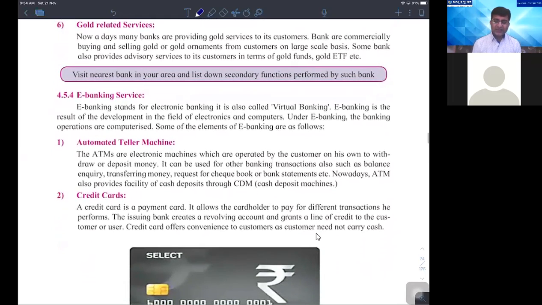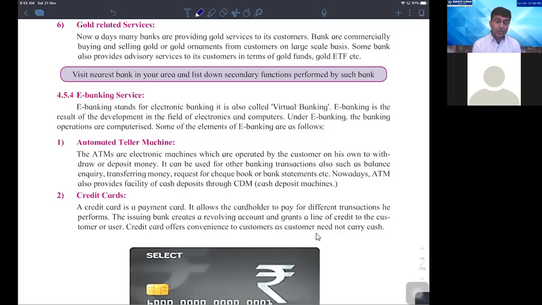Then gold related services. आजकल gold funds, gold ETFs ये बहुत सारे प्रचलित हो चुके हैं. Against that, they will not only be selling those to you, they can also provide the advisory against that. बहुत ही कम banks ऐसा करती हैं, again because the consultants are available. बंदा बैंक तक के जाता ही नहीं है ऐसी चीजों के लिए. Nowadays, many banks are providing gold services to its customers. Banks are commercially buying and selling gold or gold ornaments from customers on large scale basis.